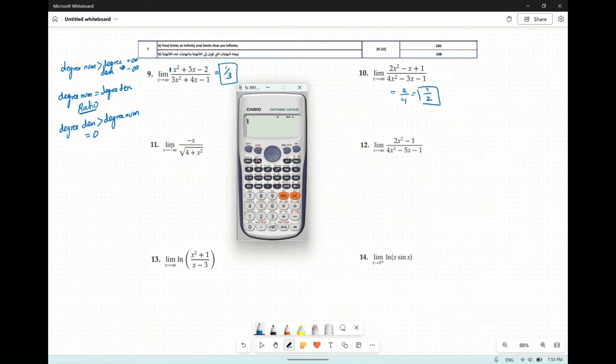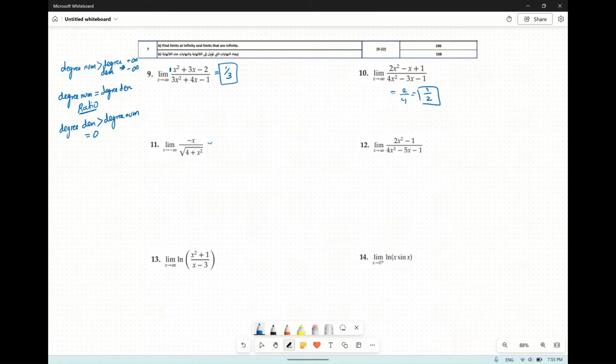Okay, now look at question number 11. If I were to do it with the calculator, I write negative x over square root of 4 plus x squared. I will click calculate. Now the x is going to negative infinity, so I will put a large negative number. Don't forget the negative. And I will click equal. So the answer came out to be 1. So here the answer is 1 from the calculator.